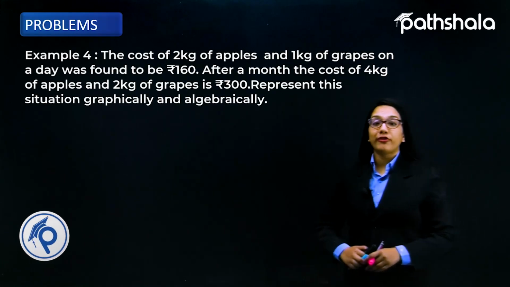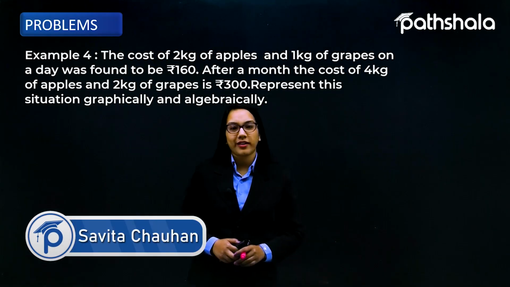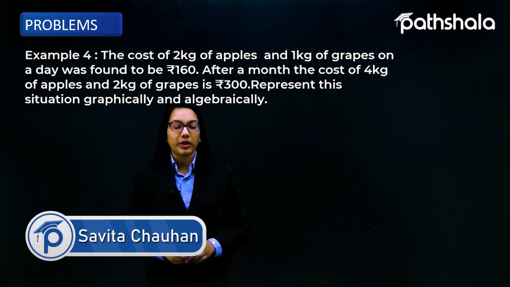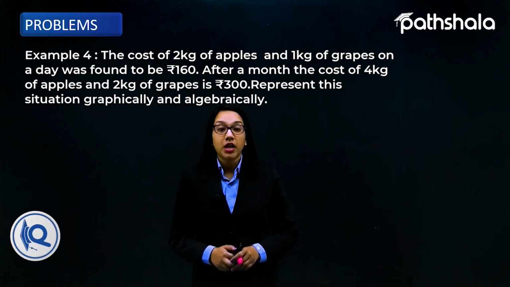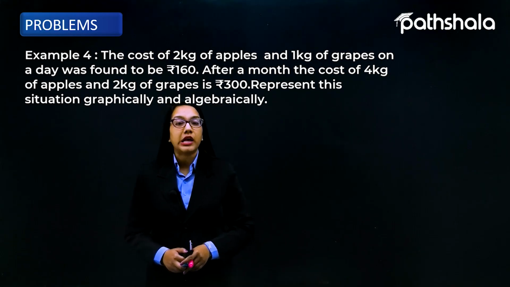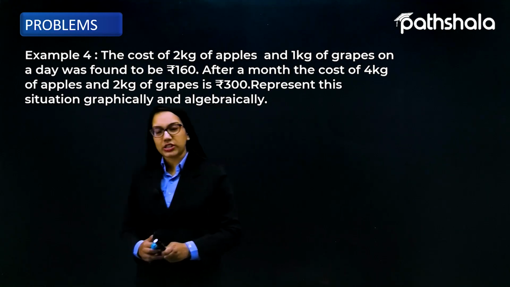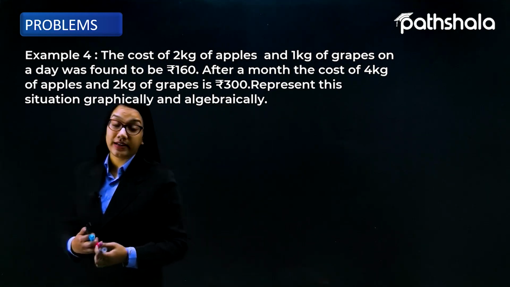So let's just move on further towards example number 4, which says the cost of 2 kg of apples and 1 kg of grapes on a day was found to be rupees 160. After a month, the cost of 4 kg of apples and 2 kg of grapes is rupees 300. Represent this situation graphically and algebraically.